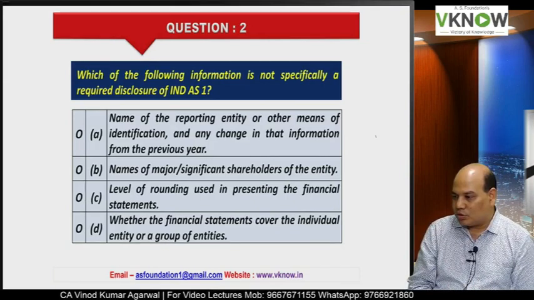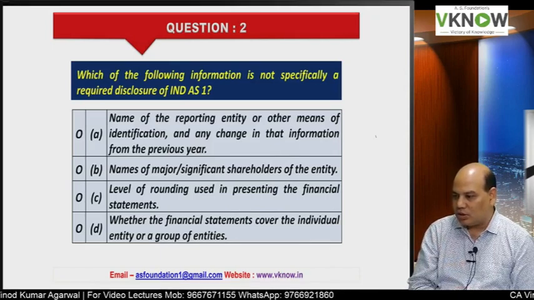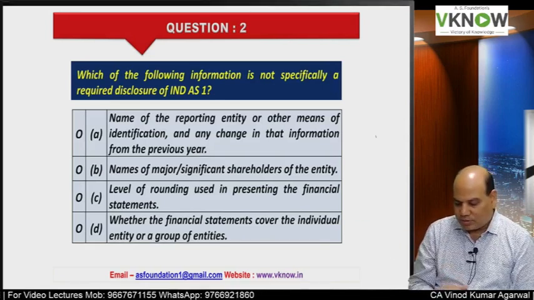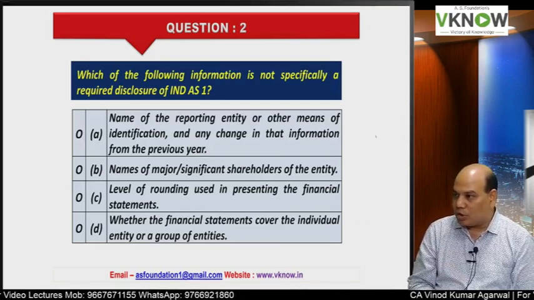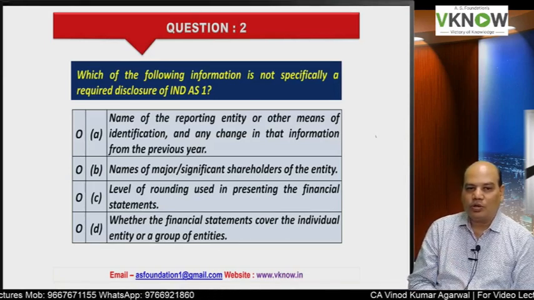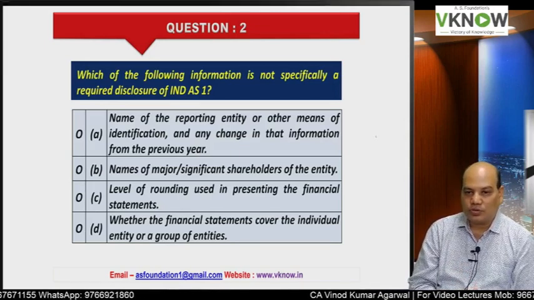So you have to disclose the name of the reporting entity, yes. Other means of identification, any change, that is required. Name of the major significant shareholder. Did I tell you any time in the last 2 hours or 1 hour? No. So B, you keep it as side item. Level of rounding off you have to disclose? Yes. Whether it is individual or consolidated statement? Yes. So what is the answer which I am not supposed to disclose?